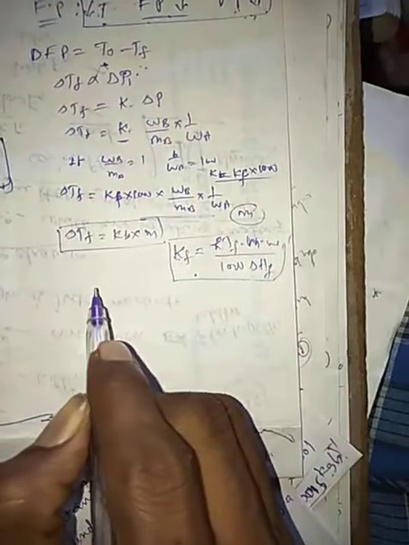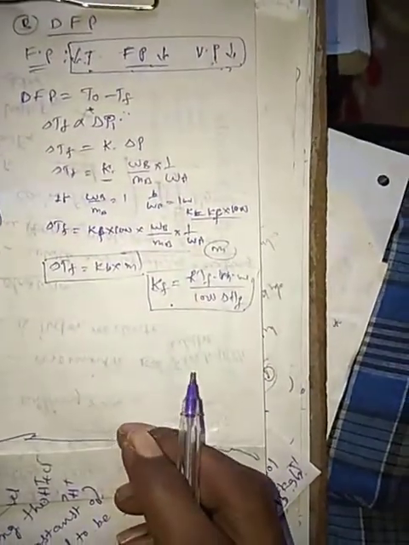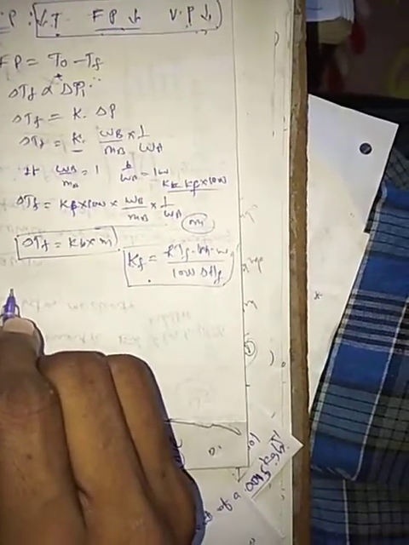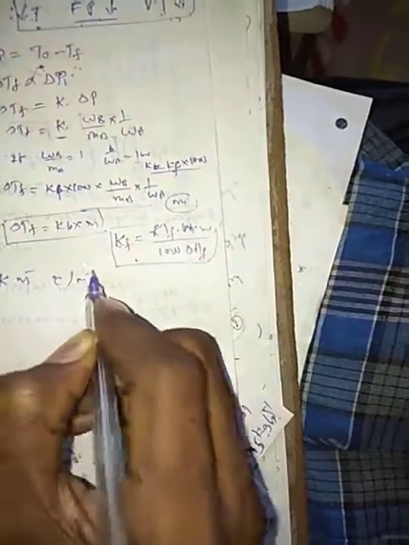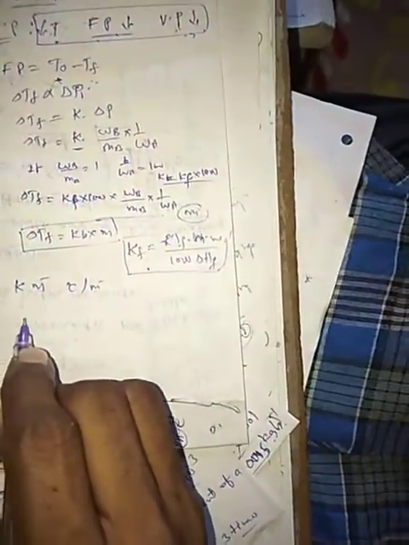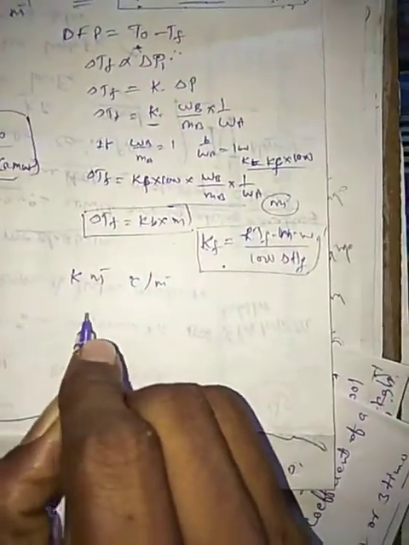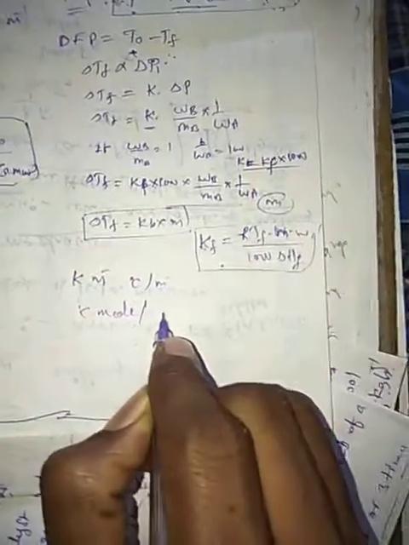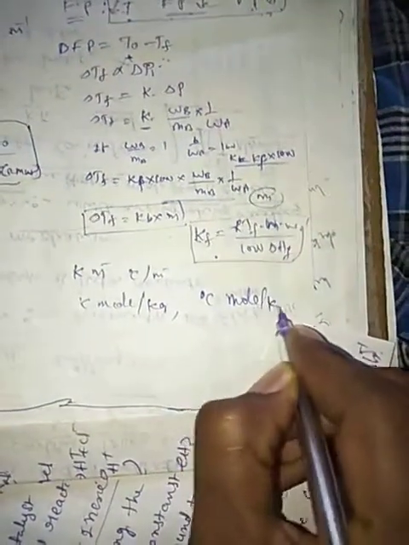Now we can look at the units of Kf. Units of Kf we can write as K m inverse, degree Celsius per m, or K kg per mole, degree kg per mole.